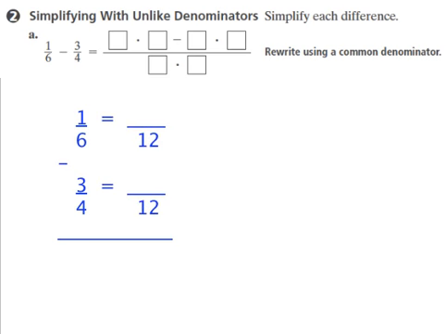Ask yourself, what do I multiply 6 by to get 12? I multiply it by 2. So 1 times 2 is 2. What do I multiply 4 by to get 12? I multiply by 3. 3 times 3 is 9. So I have 2 twelfths minus 9 twelfths.